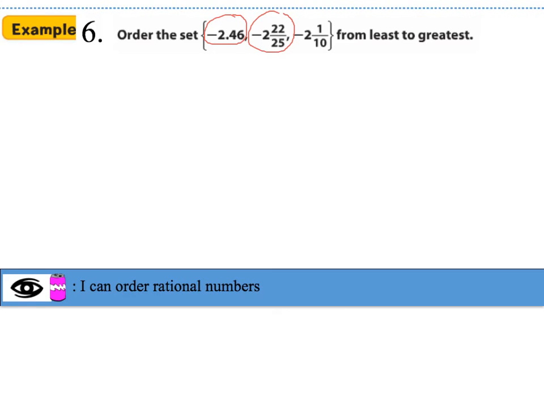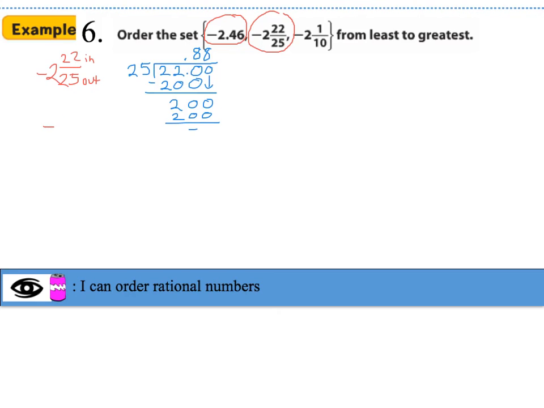So what we're going to do first is we're going to write negative 22 over 25 here. And let's use the in and out method. So after using in and out, I got the decimal form of 0.88. So I'm going to write it as my whole number as negative 2.88. That is the decimal form of negative 22 over 25. So I'm going to write negative 2.88 right below that.